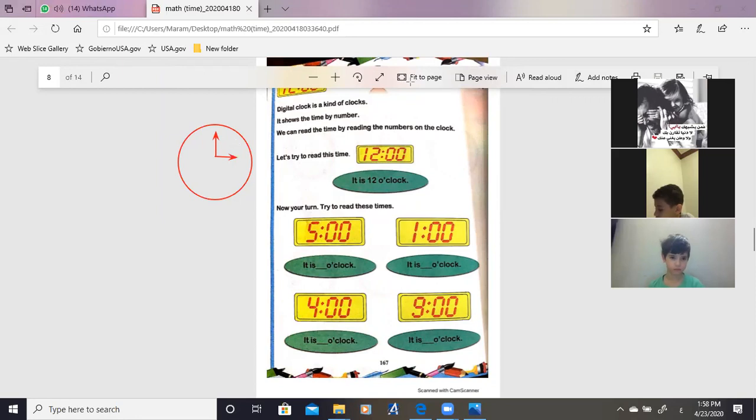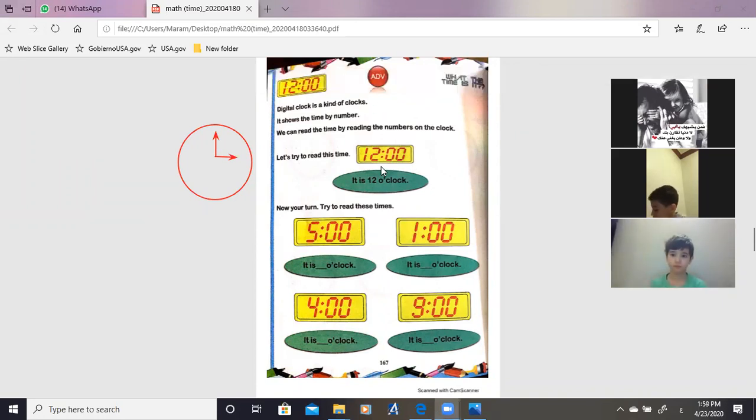And now here it is the digital clock. What is it? Digital clock. It is the same, but we can read the numbers. There is no hand for this clock. Okay? Let's try to read this time. What is the time now here? It is 12 o'clock. It is 12 o'clock.